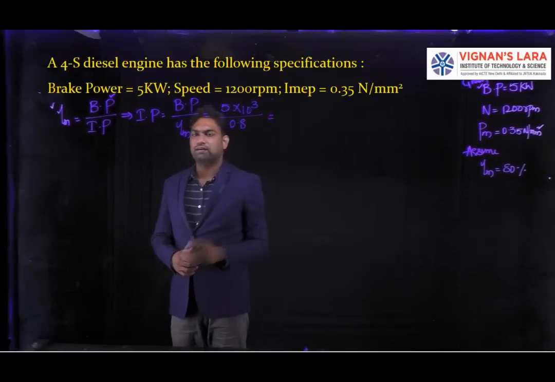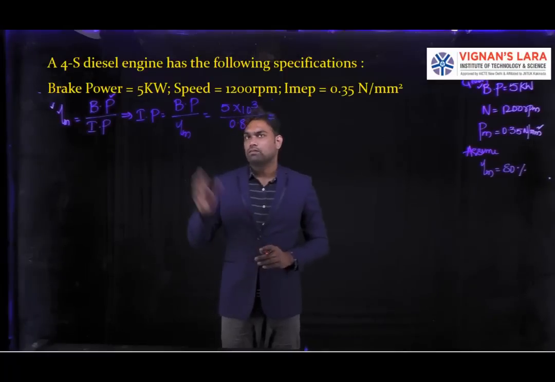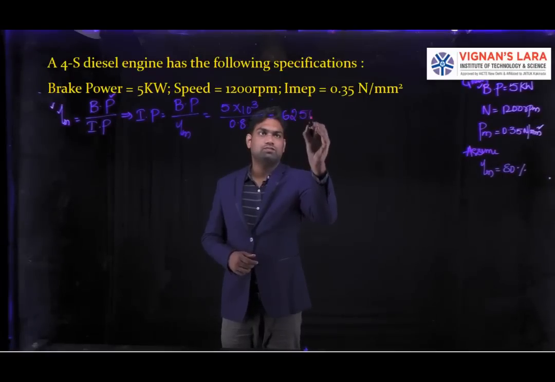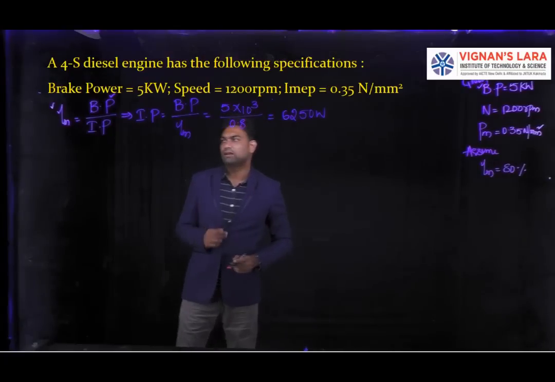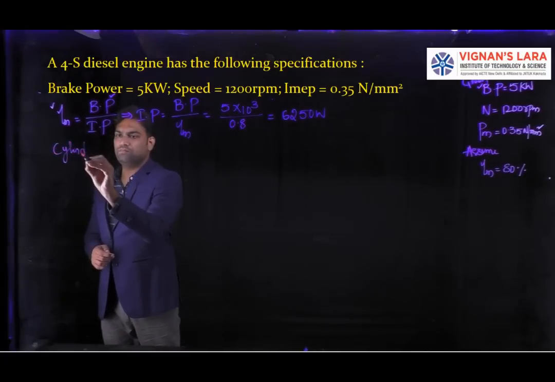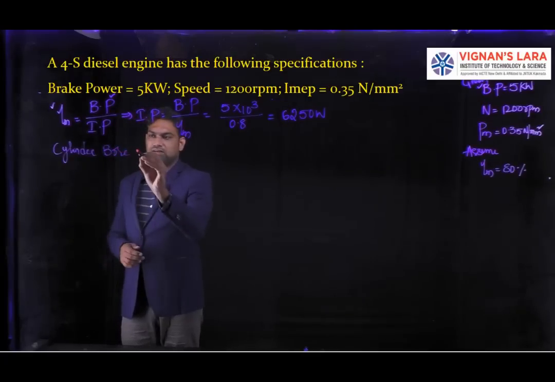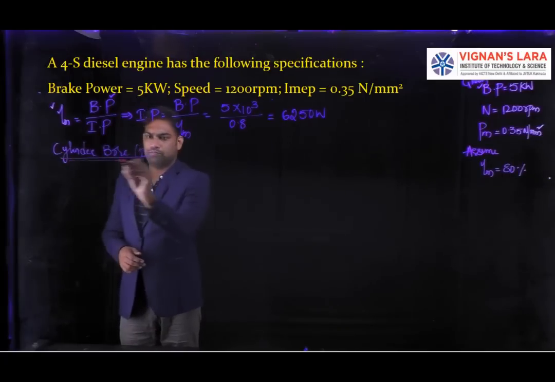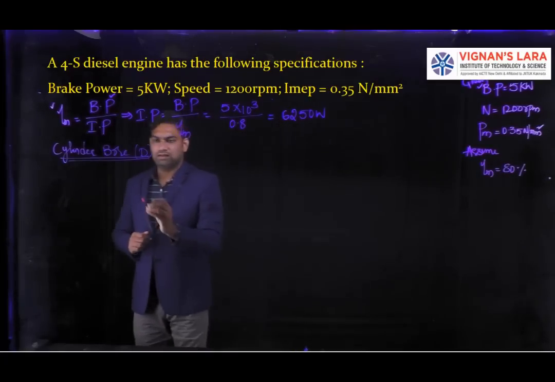So let us calculate the indicated power. What is the value of indicated power? It is given by 6250 watts. So the indicated power is calculated. First of all, you need to calculate in the design the cylinder bore. So clearly we need to mention it in the side headings. So cylinder bore, that is capital D. Clear? So here you need to write the statement clearly.